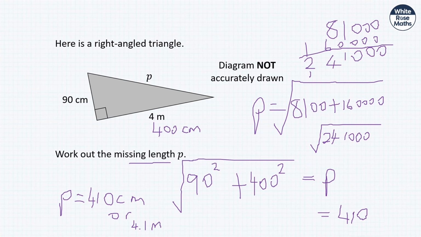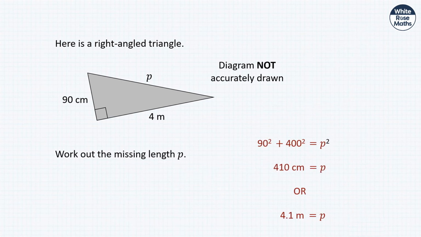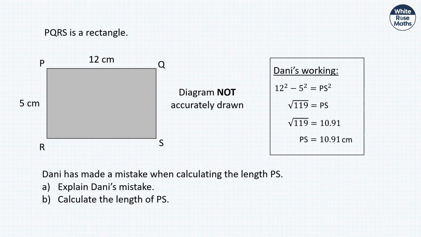Okay, PQRS is a rectangle. Danny has made a mistake when calculating the length PS, which is this length here. Explain Danny's mistake. They should have added it instead of subtracting it. It should be a plus there, not a subtraction, because PS is actually the hypotenuse in this context.